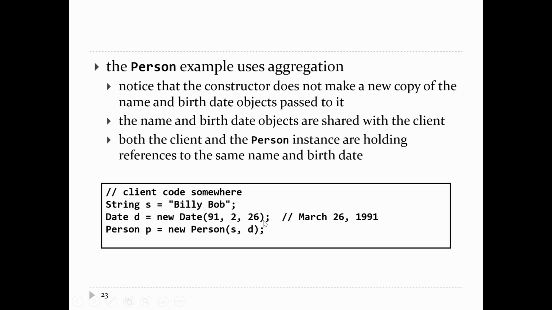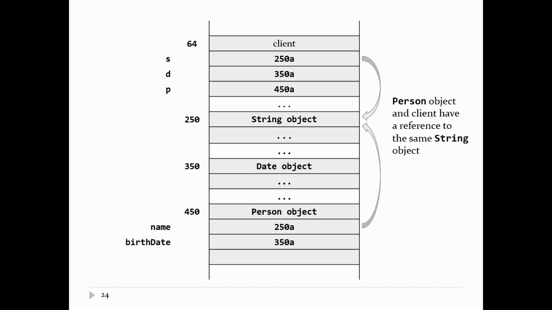Like 91-226, you have to figure out that means March 26, 1991. And then you make the person object passing in S and D. So if you were to draw a memory diagram of this program, what you would get is the following. S is the string, D is the date, P is the person.